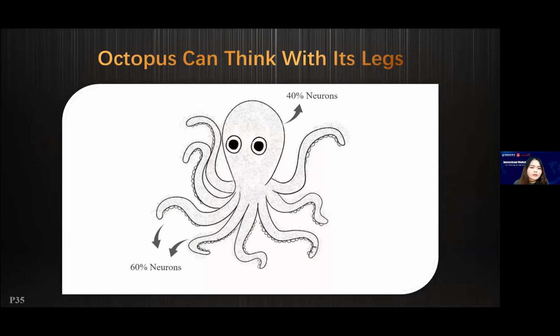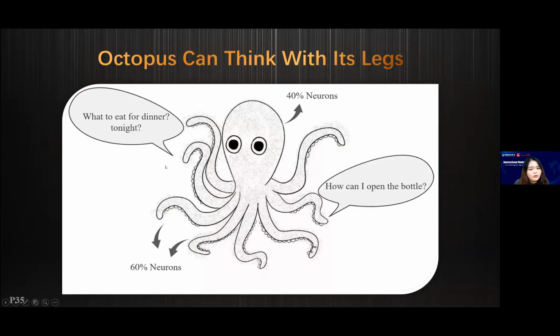As we all know, the octopus is a very magical creature with 40% of its neurons in its head and the other 60% in its legs. So its legs can not only touch, but also think. Not like us humans. After we touch things with our hands, we have to send this information to our brain and then make decisions. This process takes time, but the octopus can quickly react after it touches the outside world.